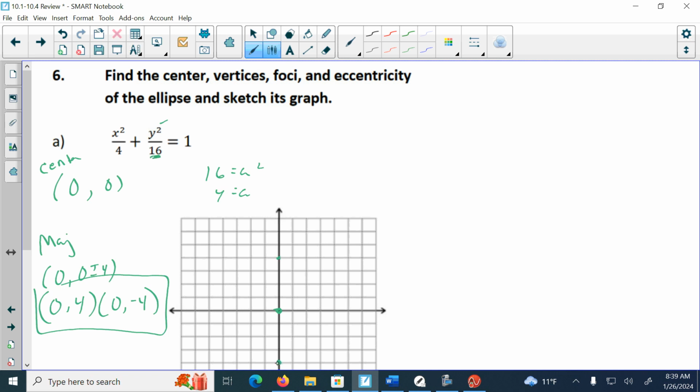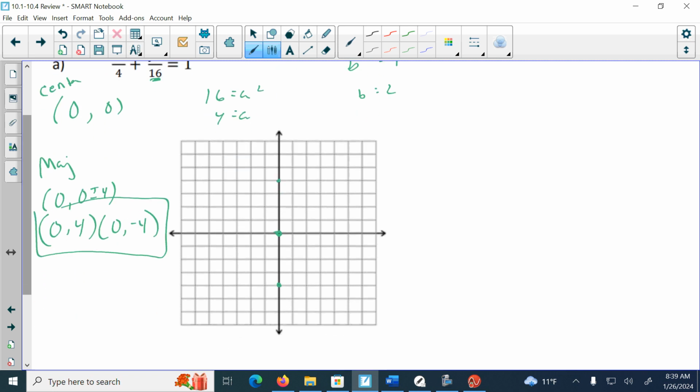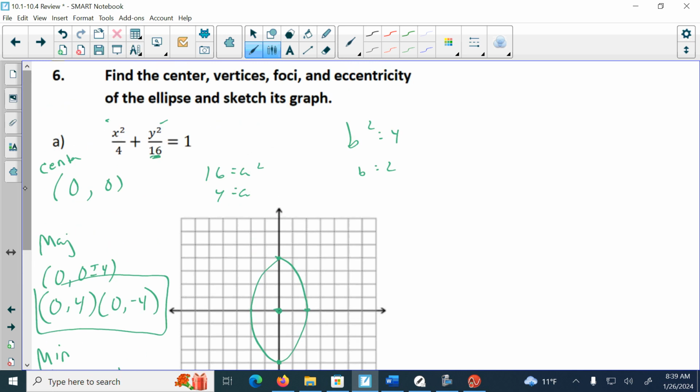My minor vertices, I might as well do them. My b squared is equal to 4, so b is equal to 2. It goes with the x, so I'm going to add and subtract 2 to the x coordinate, and the y coordinate stays the same. So my minor vertices are 2, 0 and negative 2, 0. That's my ellipse. And now it wants the foci.